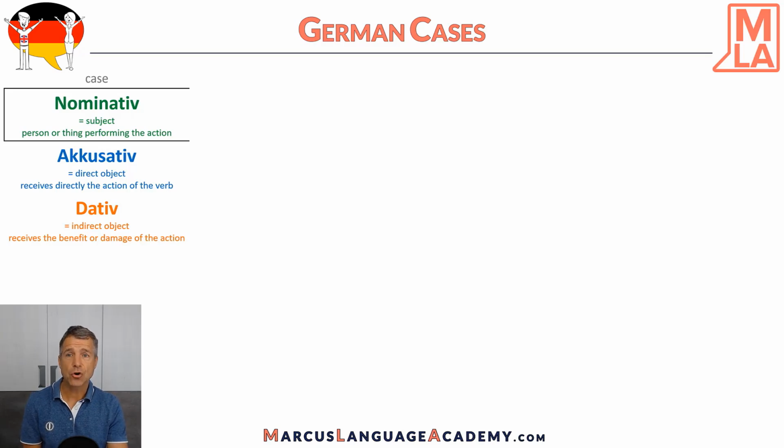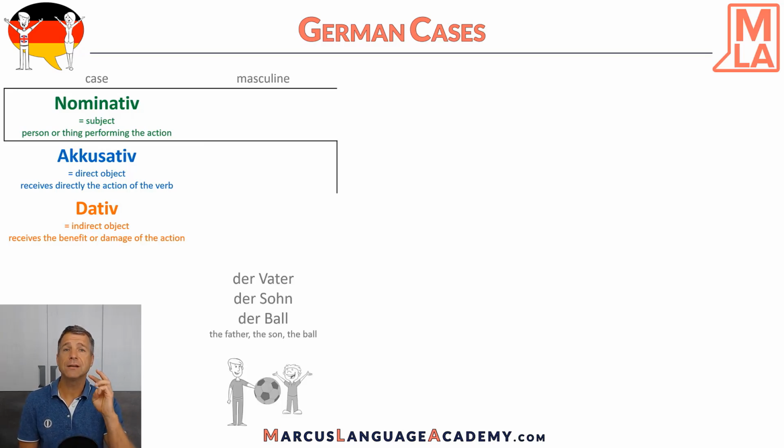The thing is, in German we also have three different genders. The first gender I'd like to show you is the masculine gender, and the article here is der. Down here we have an example. We have three words: der Vater, der Sohn, der Ball. The father, the son, the ball.